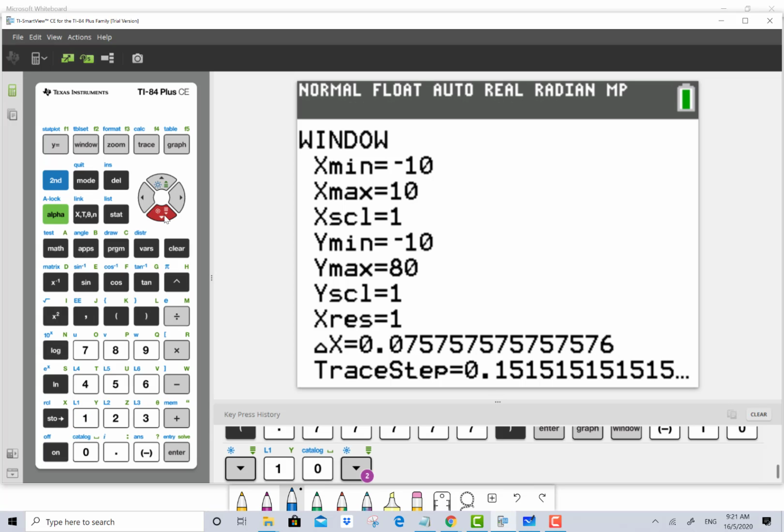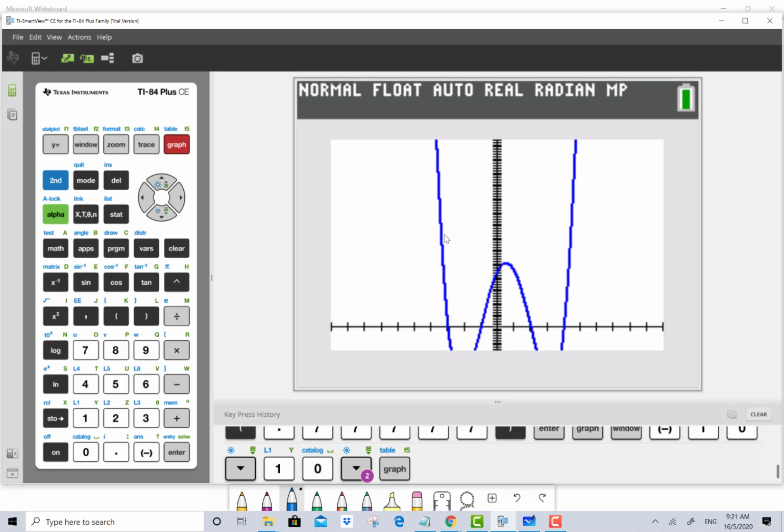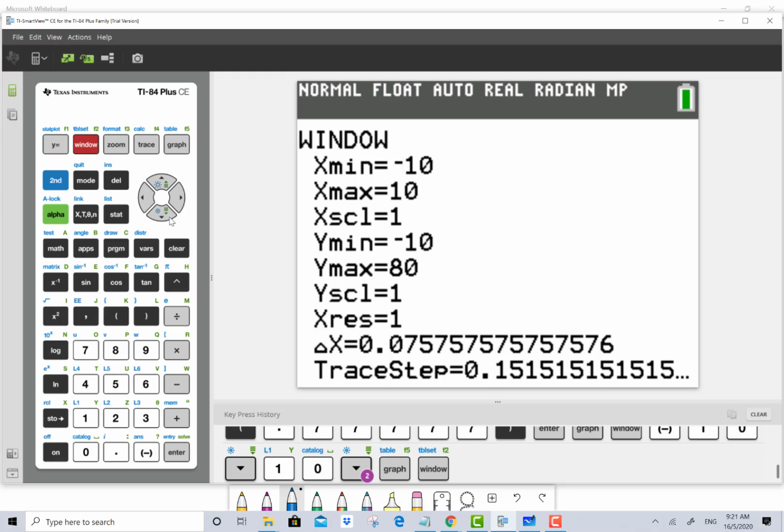And the min value for the y, notice the negative 10 there wasn't enough. If I look back at the graph, I realize that I'm still cutting off some of the y values. So I'm going to change my window to accommodate them. I need to include more negative values. So go back to the graph, hit window. The max is okay. Let's get the min and put it around negative 30.